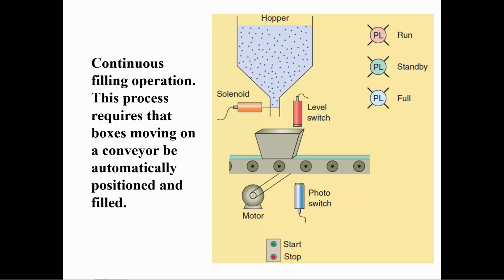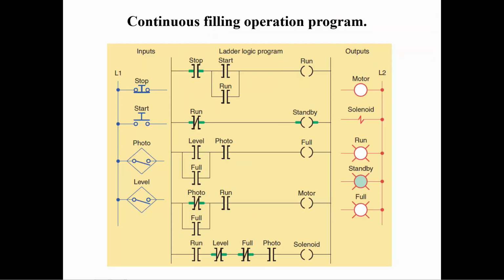The narrative for the filling operation requires that when the process is started by pressing the start push button, the conveyor will run. When a box breaks the beam of the photo switch, the conveyor is stopped, and if the box is not full, the solenoid will open the hopper to fill the box. When the level switch senses the box is full, the hopper will be closed and the conveyor restarted. This is the PLC ladder logic for the filling operation.